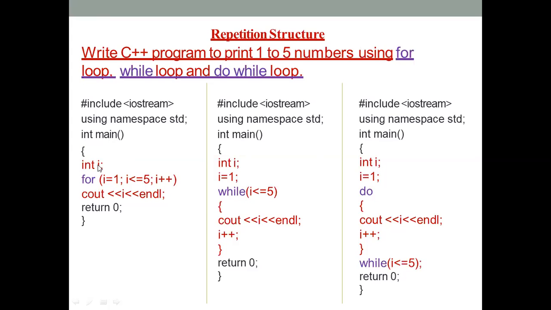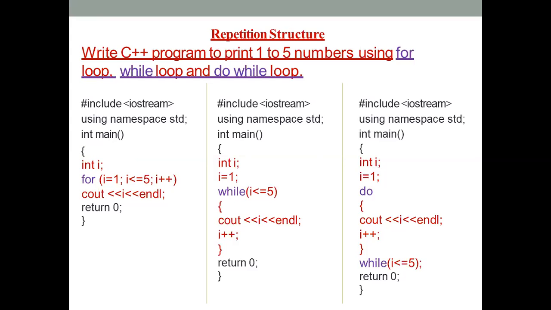Again, i is what I put. You can put x, you can put a, no problem. Then for, you have three statements. i equal to 1, it means that this integer is going to start at 1. And then i less than or equal to 5. It will stop at 5 because 5 is equal. And i plus plus, so it means that it is going to be increased 1 by 1.